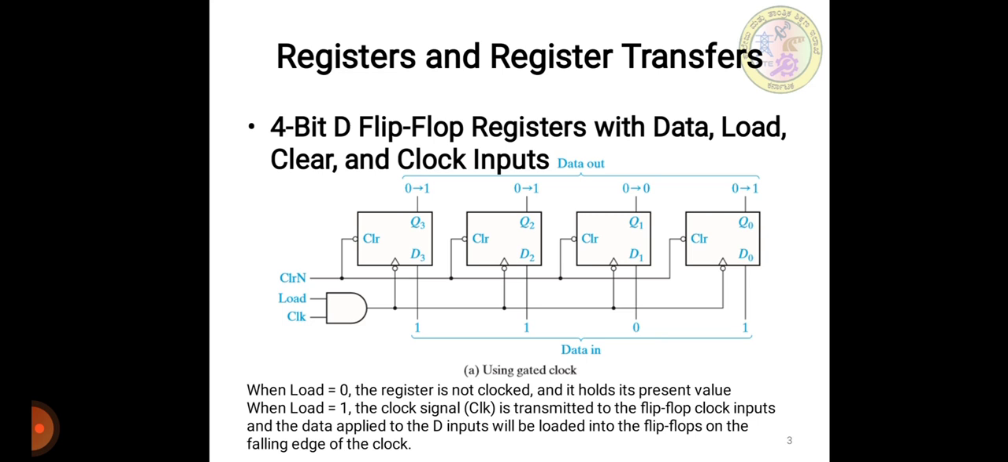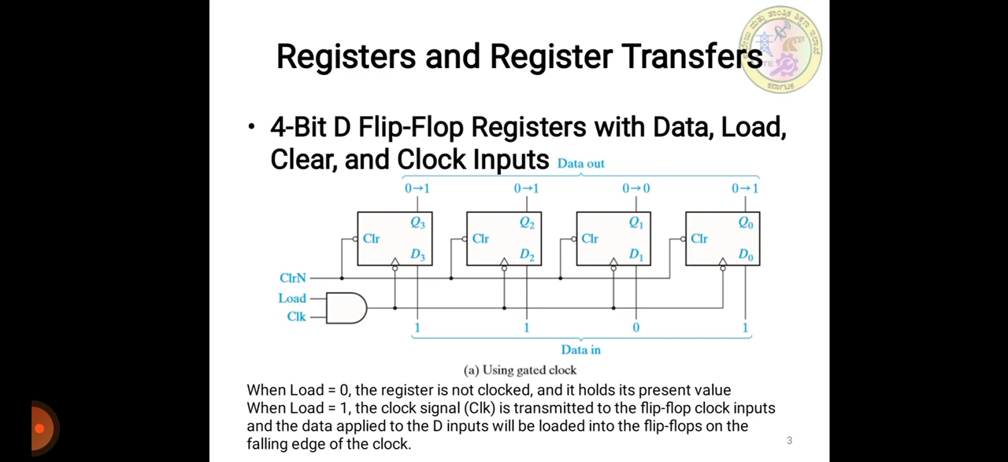Here I'm giving you an example related to 4-bit D flip-flop registers with data load, clear and clock inputs. Here I'm taking the D flip-flop and indicating that it is 4-bit. The number of bits is equal to the number of flip-flops I have. So I need to construct a 4-bit D flip-flop register, and I am considering 4 D flip-flops.